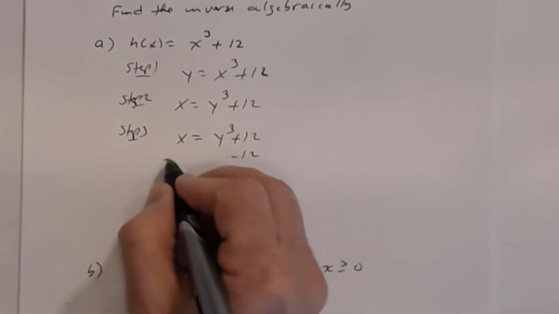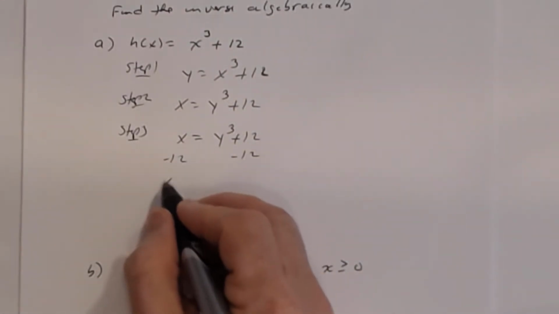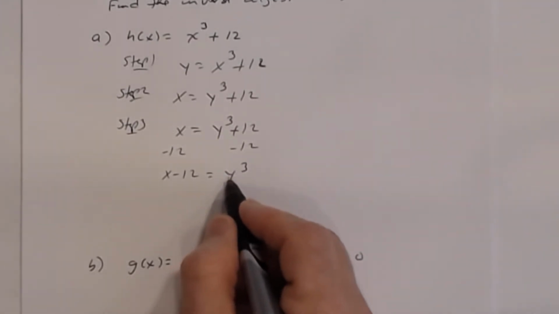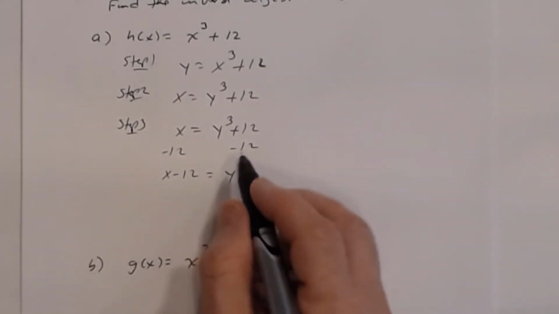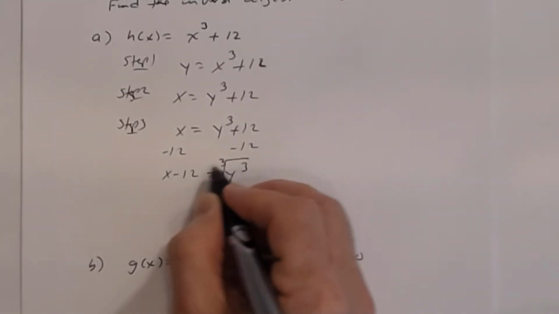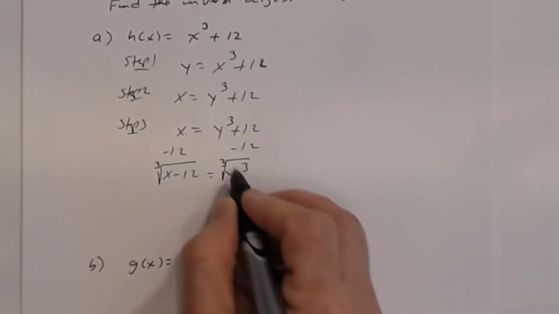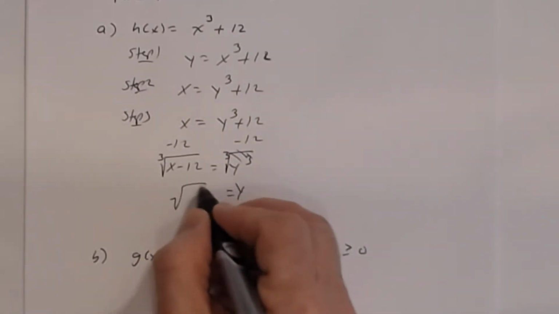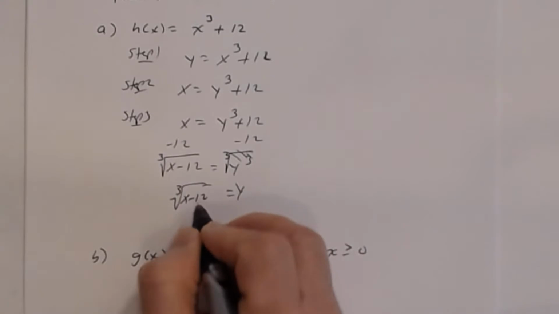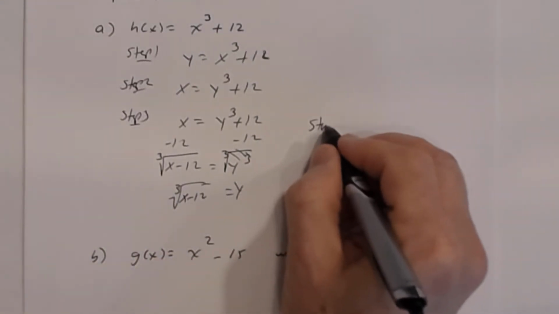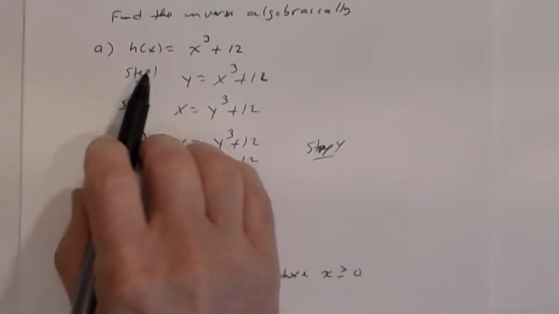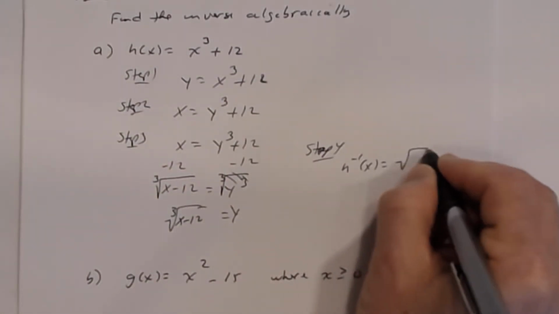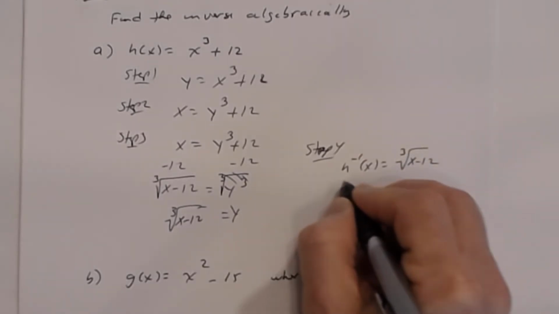You're going to subtract 12 from both sides. So now you get x minus 12 equals y cubed. And remember, you're getting y by itself. So right now I'm cubing y. The opposite of cubing is to take the cube root. So I'm going to take the cube root of both sides, and the cube root and the cube undo each other. So you get y equals the cube root of x minus 12. And there's your inverse. So step 4: remember, this is h of x, so you can say h inverse of x equals the cube root of x minus 12.